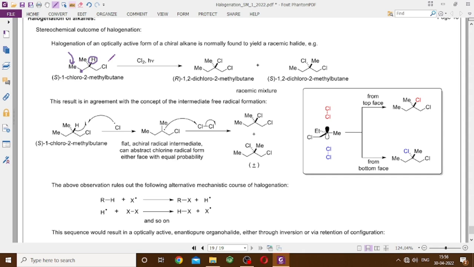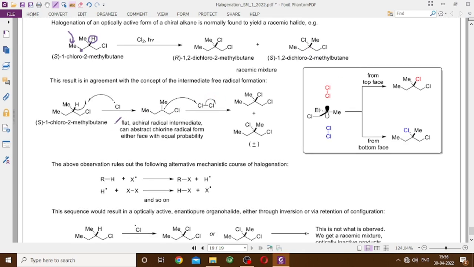So the tertiary hydrogen is more reactive than the secondary, which is more reactive than the primary. That is because the radical stability order also follows the same trend. Tertiary radical is more stable than secondary, and secondary is more stable than primary. We understand why this is so, and that is why the reactivity rate also follows the same trend. So this will be replaced, and this replacement gives me two equal mixtures of two enantiomers, where I get both the R as well as the S dichloro compounds.